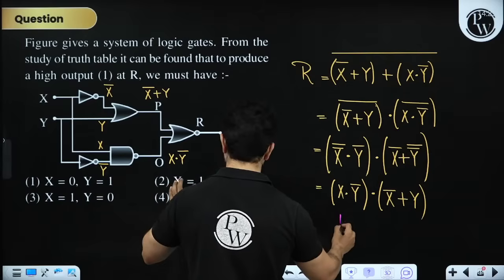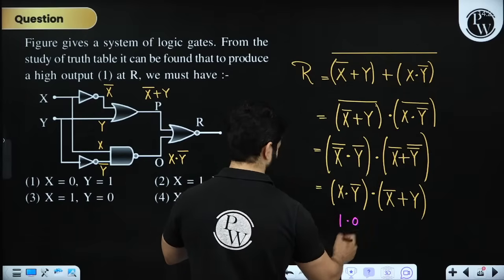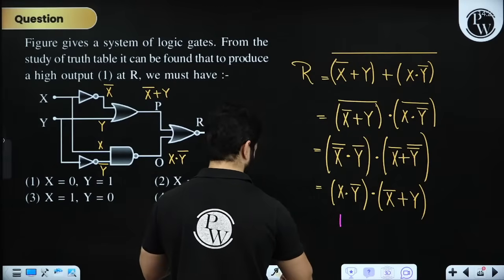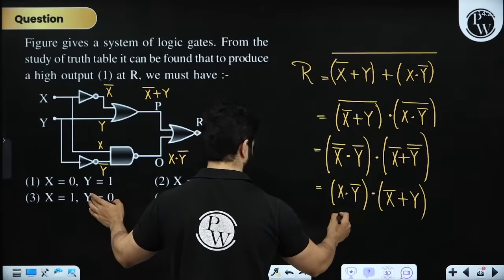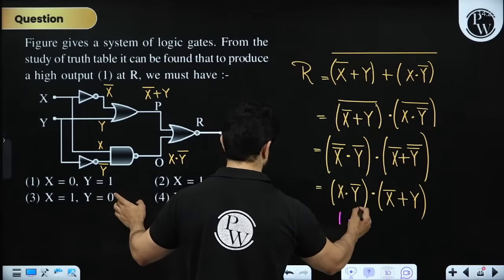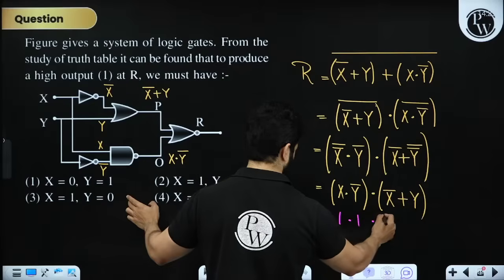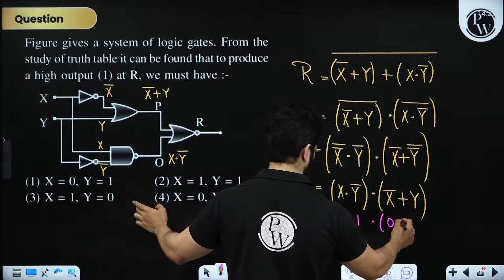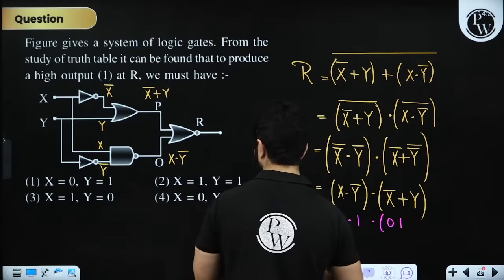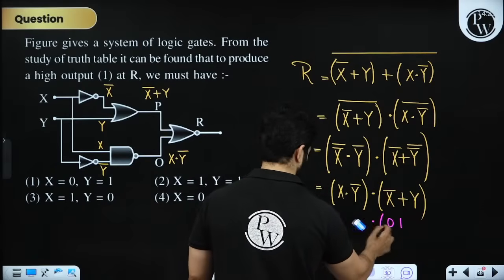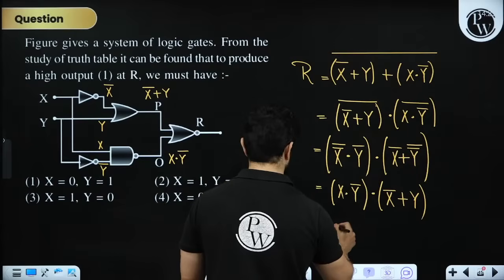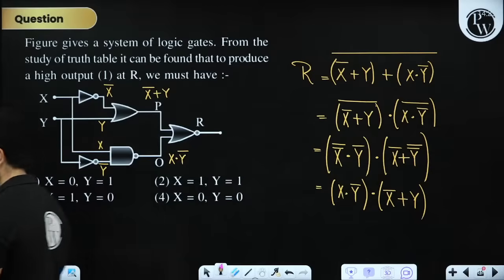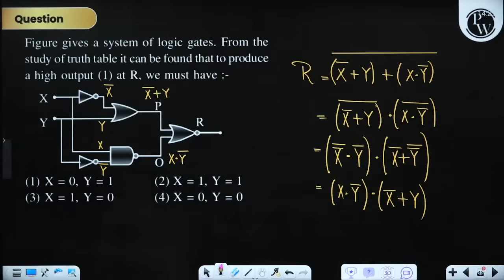If X is 1 and Y is 1, this will become 0, so we don't have to go over there. If X is 1 and Y is 0, this is 1. If X is 1, then this will become 0, and Y is 0. So this is also not possible. That means answer D is going to be the correct one. If X is 0, just a second here, no answers are correct.